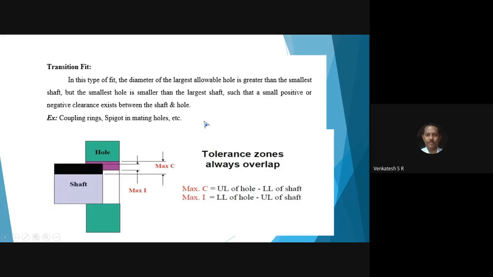Many of you have gone to a flour mill. There they have more than 3 or 4 flour mills. They transmit the power from one place to the other by using V-belt drive or flat belt drive. There, if you want to join the shaft, you have to use couplings. So that type of coupling requires the transition fit, where the diameter of the shaft is sometimes more and sometimes less than the diameter of the hole.